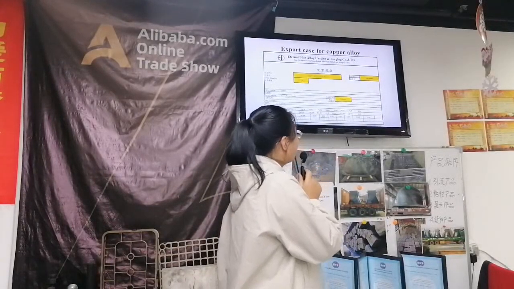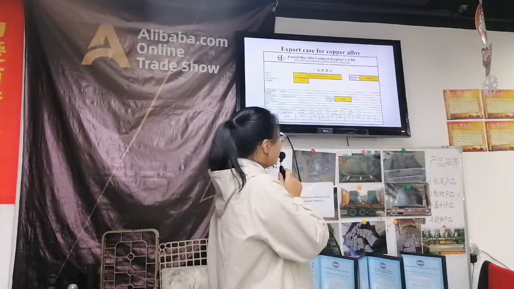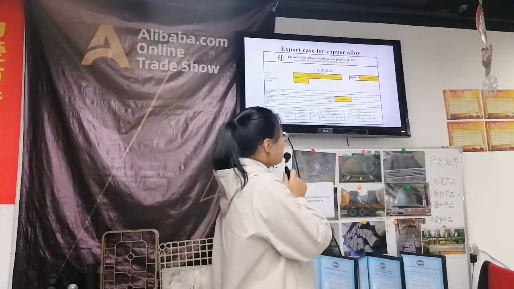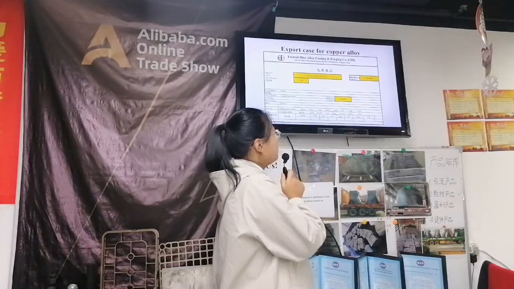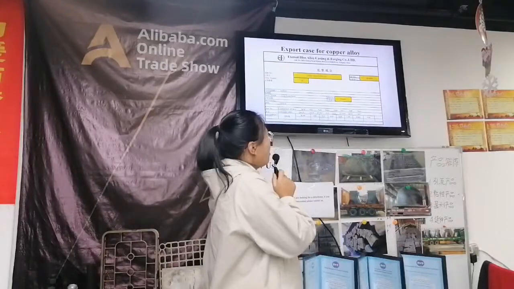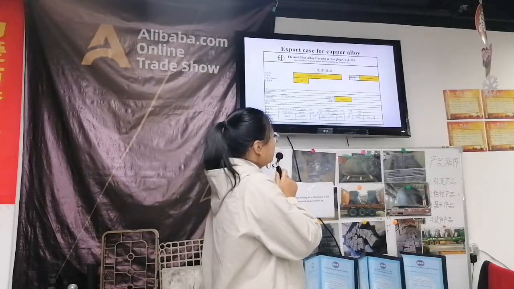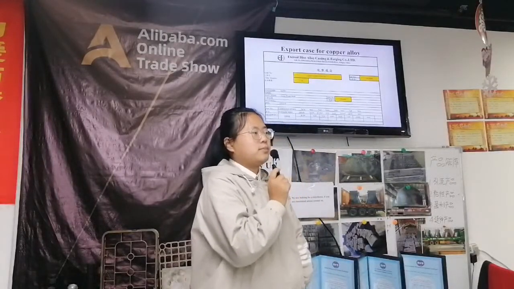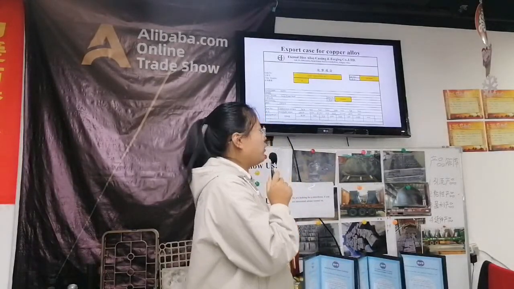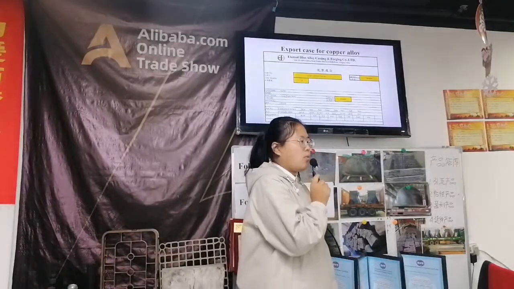For nickel, the range is less than 1.0%, and the actual value is 0.03. For zinc, the range is less than 0.5%, and the actual value is 0.01.